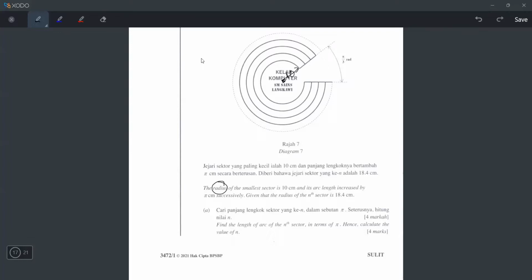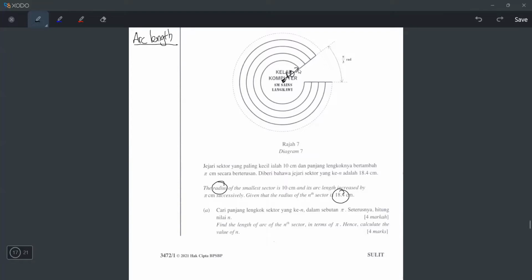Okay, and then they say given that the radius of the nth sector is 18.4. Wow, very challenging, right? But actually, the radius is 10 cm. But then they say the arc length increases by pi successively. So actually we can form a progression for the arc length.